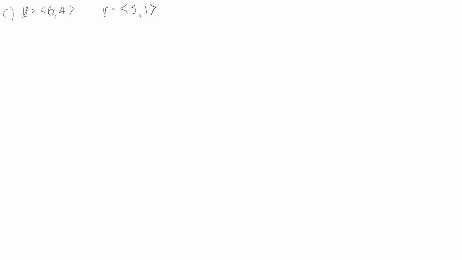So let's draw our two vectors u and v. If we start with u, it's 6i plus 4j, so maybe something like this. And then we've got v, which is equal to 3i plus 1j. So I think it's going to be underneath it a bit. Maybe something like this.